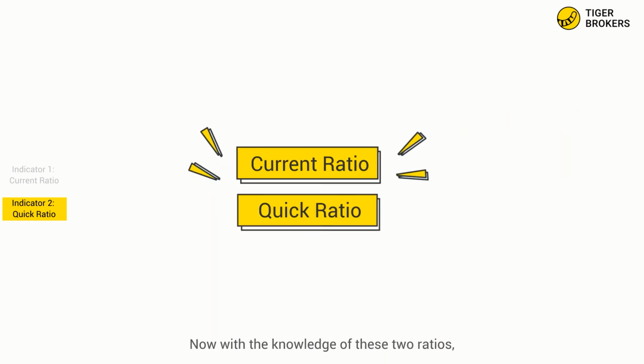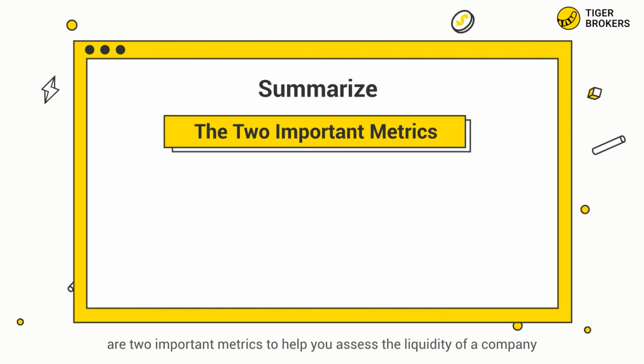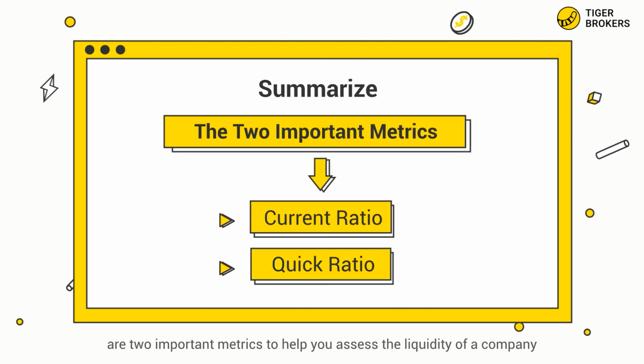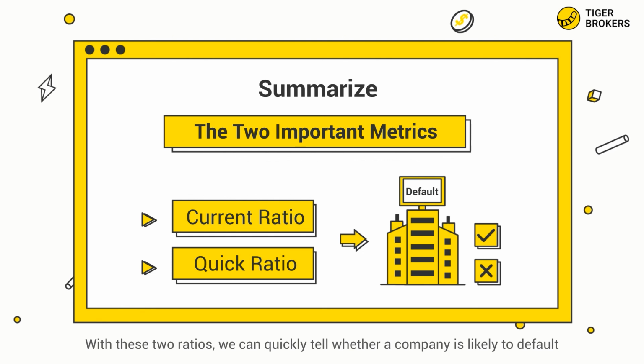Now, with the knowledge of these two ratios, you can judge a company's likelihood of defaulting. Now, let's summarize. The current ratio and the quick ratio are two important metrics to help you assess the liquidity of a company. With these two ratios, we can quickly tell whether a company is likely to default.